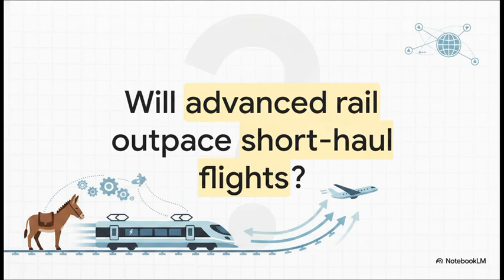Which leaves us with a really fascinating thought to wrap up. We've journeyed today from simple pack mules all the way to 9,000-kilometer electrified railways. As our global transport networks continue to innovate, becoming even faster and far more connected, will advanced land transport eventually outpace our need for short-haul flights? It's definitely something to think about the next time you book a trip.